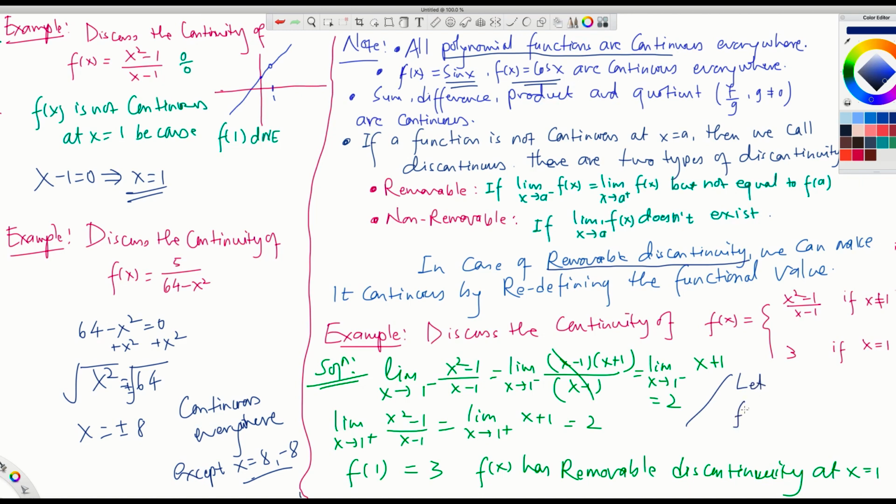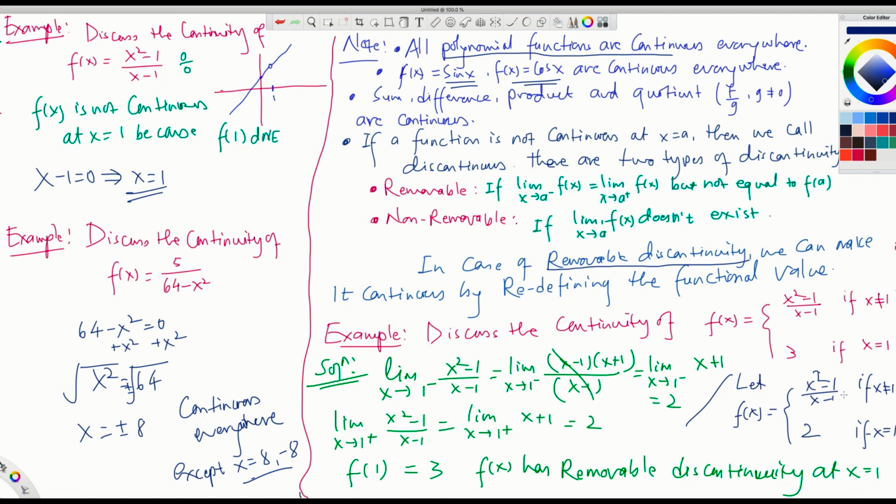You can redefine f(x) equals x square minus 1 over x minus 1, you cannot change the piece that has x, if x not equals 1, and then 2 if x equals 1. If you define like this, you will have left limit and right limit equal and the function will be continuous. So for the removable discontinuity, you can remove the functional value and replace it by a number that is equal to the limit. You see that? And then you can make it continuous.